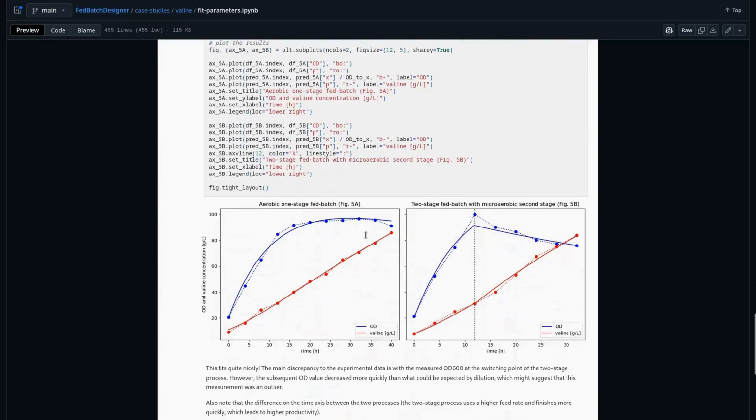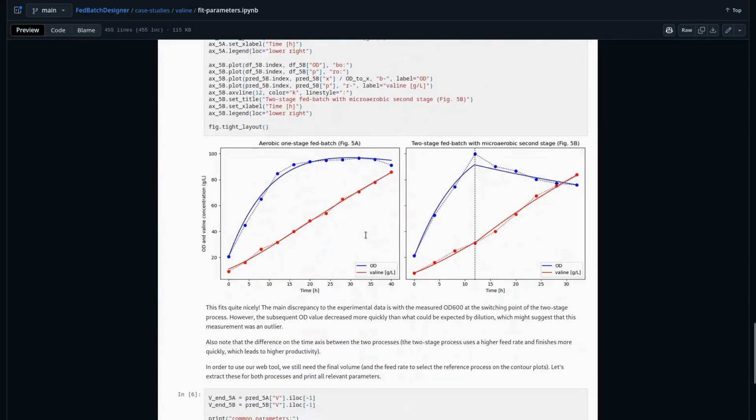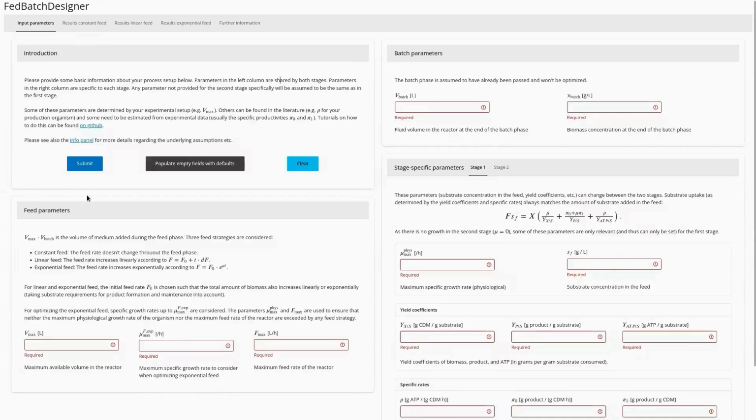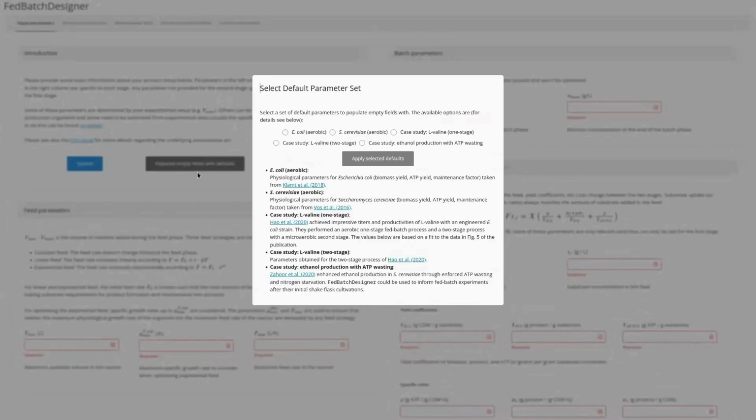When we now look at the output of our fit, we see the original data as well as the fitted data, and we see that our fit describes the data quite well, so we are confident to use these fitted values in our web tool. Now onto our tool FedBatchDesigner. We have already prepared the input data from this case study as default values to select from.